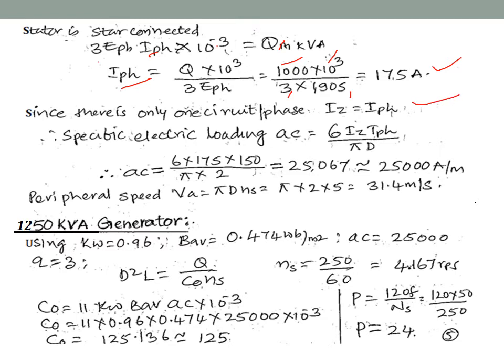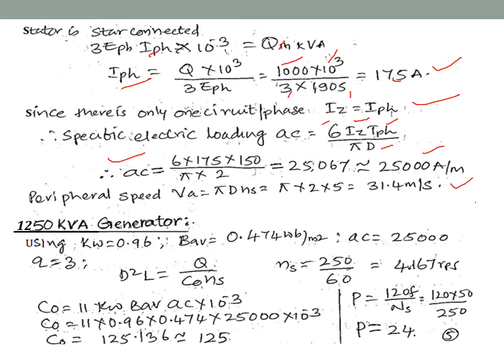So since there is only one circuit per phase, IZ is equal to IPH. Sorry, this is 175. Okay, 175. This comes out to be 175. Okay, so now specific loading AC is 6 IZ TPH by pi D. So this comes out to be AC is equal to 25,000 ampere per meter. So finally peripheral speed is equal to pi D NS, 31.4 meter per second.